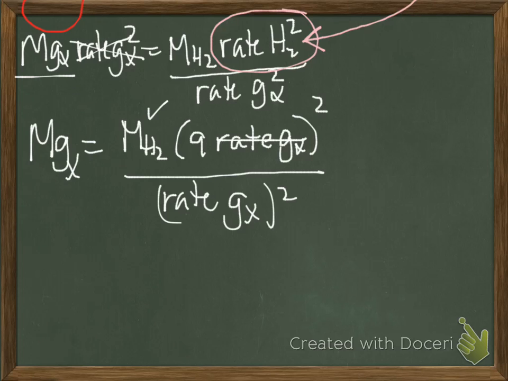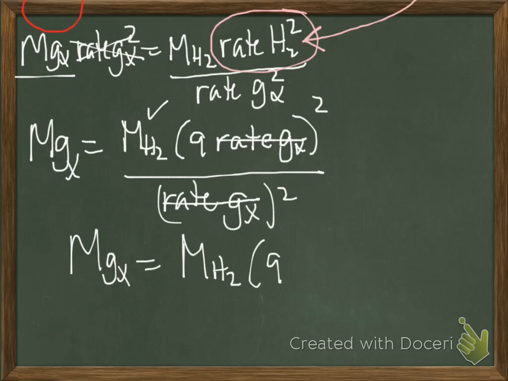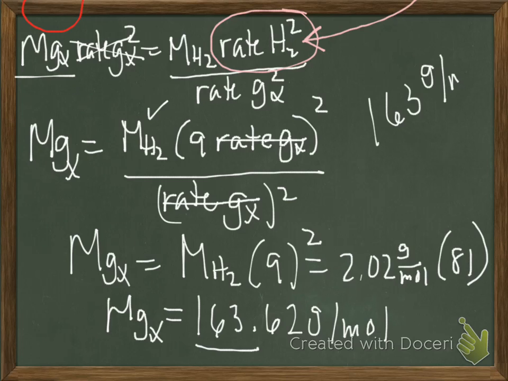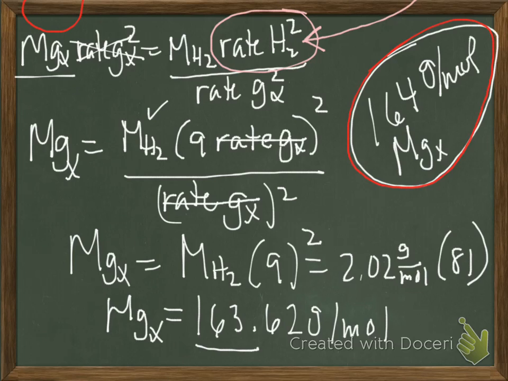Okay, so now we're down to, this is something we know. The rate of GX squared disappears. And now what are we left with? The molar mass of this unknown gas is equal to the molar mass of H2 times 9 squared. Okay, so we get 163.62 grams per mole. With 3 sig figs, we get a final answer of 164 grams per mole for the mass of our unknown gas.